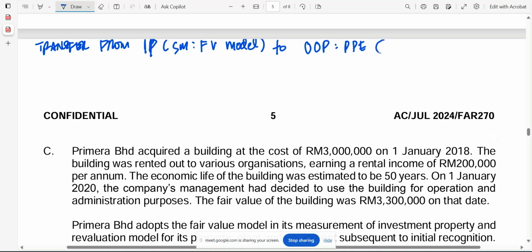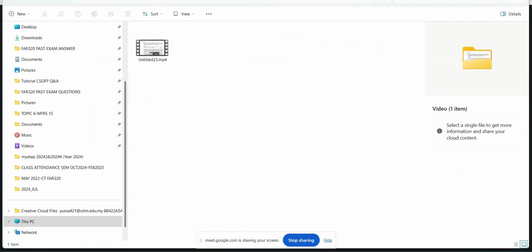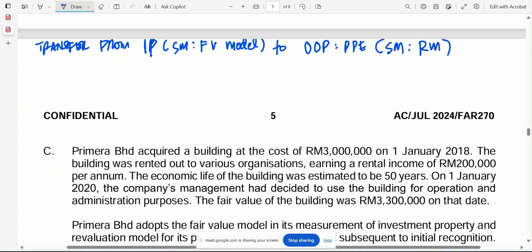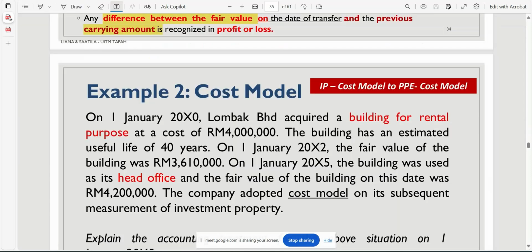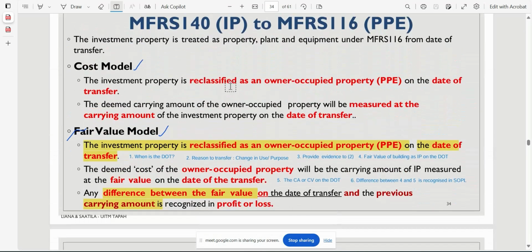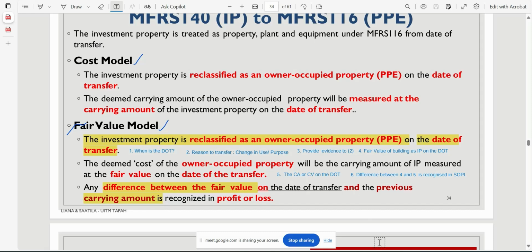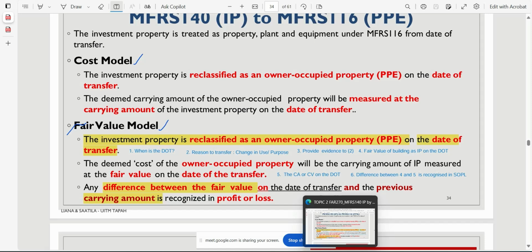Yeah. And under this question, the illustration is to show what happens if the subsequent measurement of the PPE uses the revaluation model. RM stands for revaluation model. Okay, let's read the question so that we can pick up the important things that you need to look at while you do your transfer under MFRS 140, the steps which I've just shared with you much earlier.